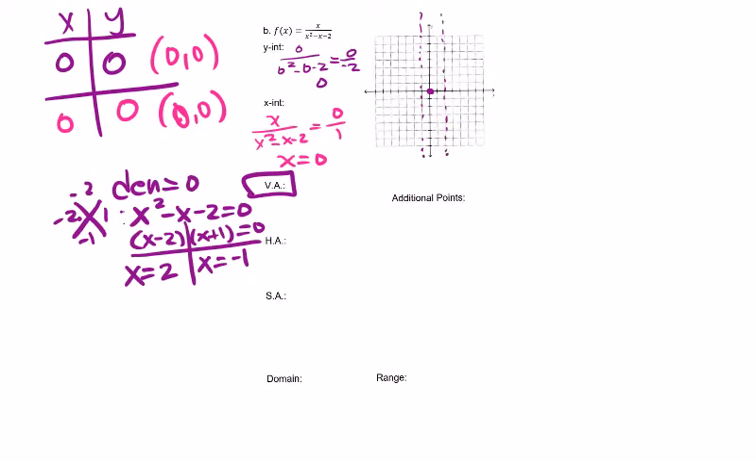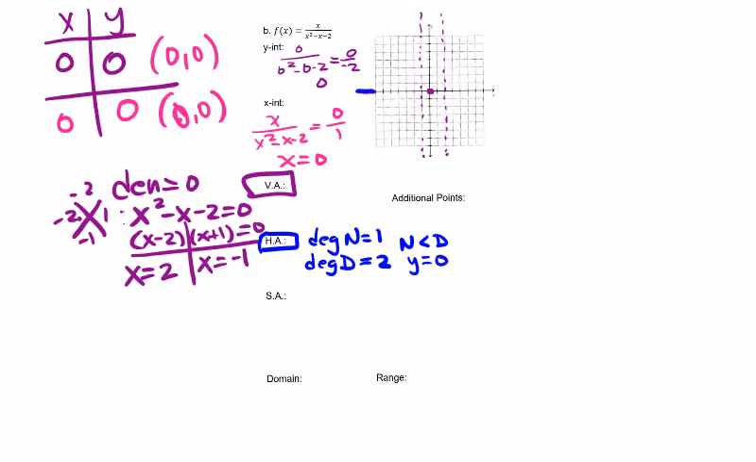Now again, the vertical asymptotes we can never cross, but we can potentially cross a horizontal asymptote. But now let's look at the horizontal asymptote. In order to find the horizontal asymptote, we need to compare the degree of the numerator and the degree of the denominator. Well, the degree of the numerator is 1. The highest exponent is 1. The degree of the denominator is 2 because there's x squared. Since the numerator is less than the denominator, that means automatically our horizontal asymptote is y equals 0.